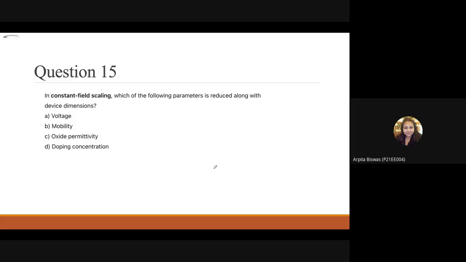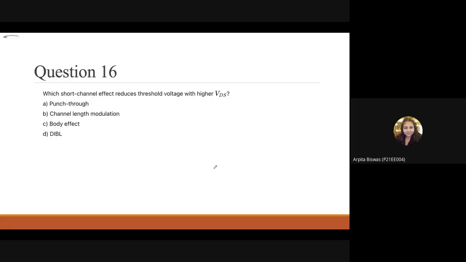So next, move toward question number 16. Which short channel effect reduces the threshold voltage with higher VDS? Punch through, channel length modulation, body effect, or DIBL? Ma'am, punch through, ma'am. Is it punch through or is it other option?